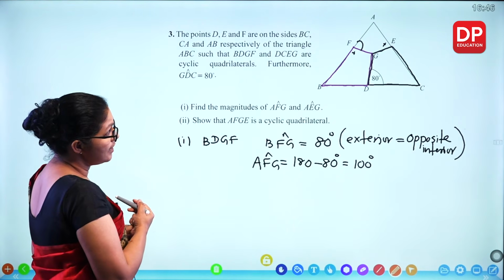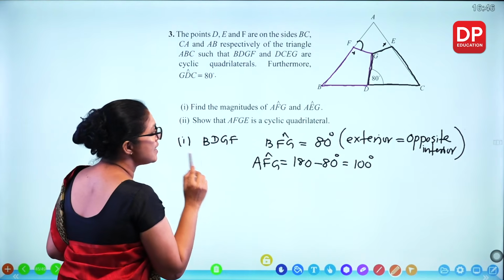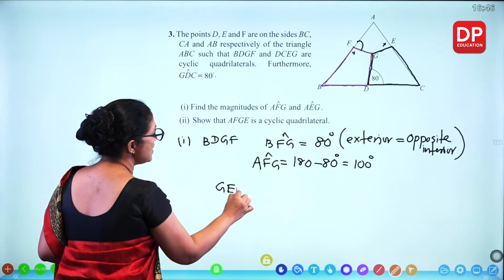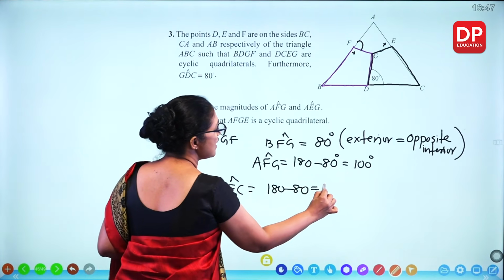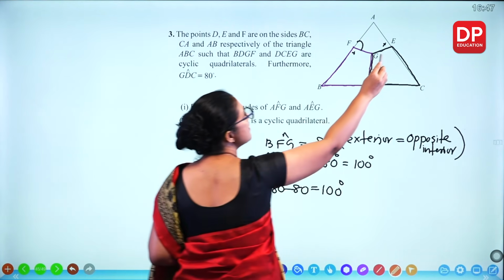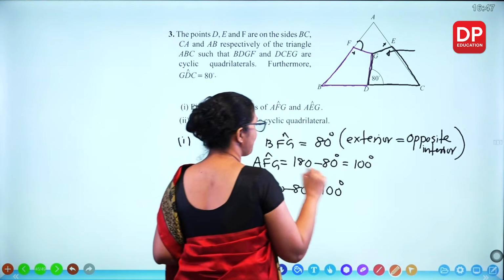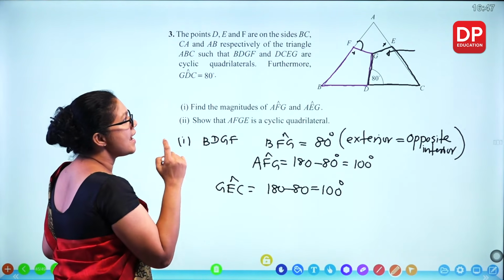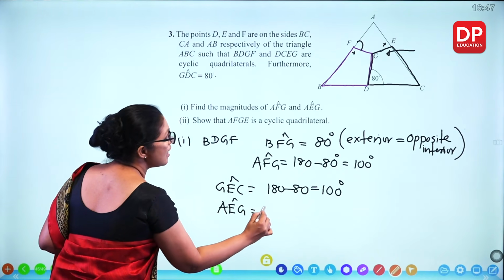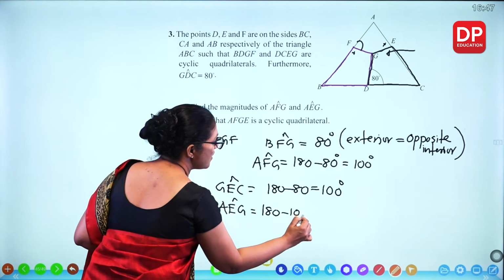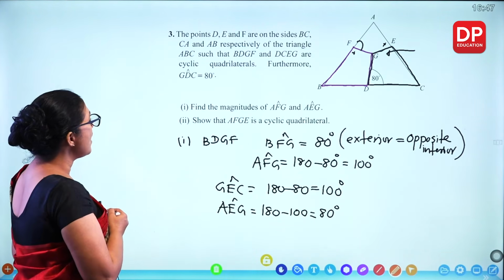Now we look at the other side. If this is 80, what is GEC angle? GEC angle is 180 minus 80, that's 100 degrees, because opposite angles are supplementary. This is 100. So what is AEG angle? AEG angle is 180 minus 100, you get 80 degrees. So those are the two angles.